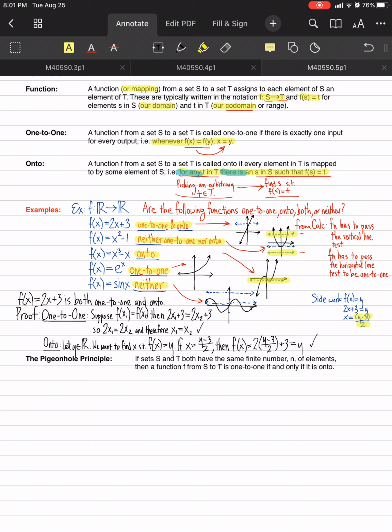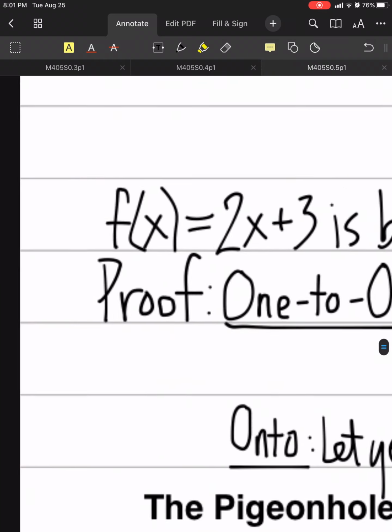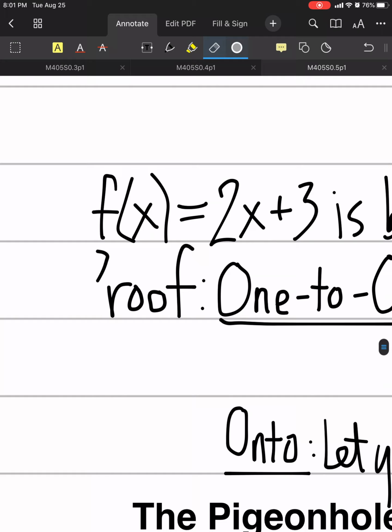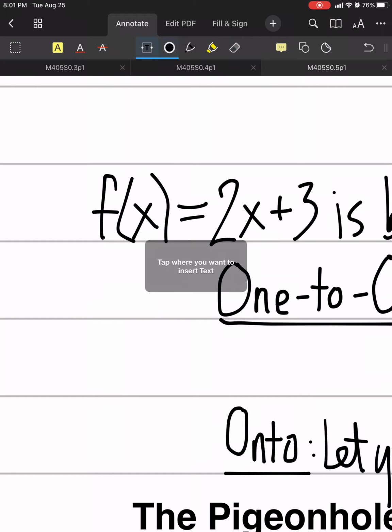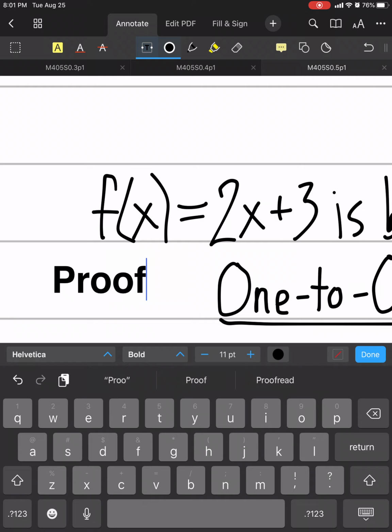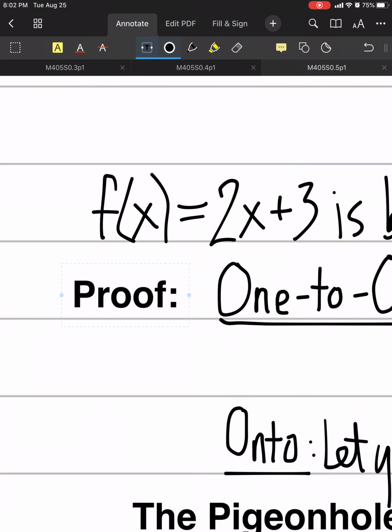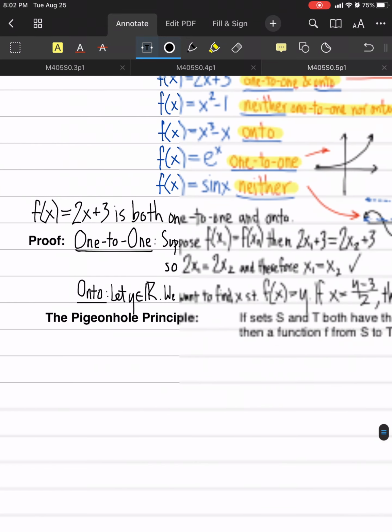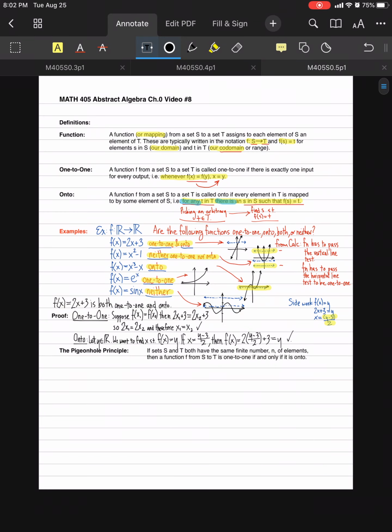These can be harder depending on what the function is, but that's just a general guideline of what's going on there. How about I do this a little bit different? Let's actually type that out. There we go. Okay, so that is our proof of those two things.